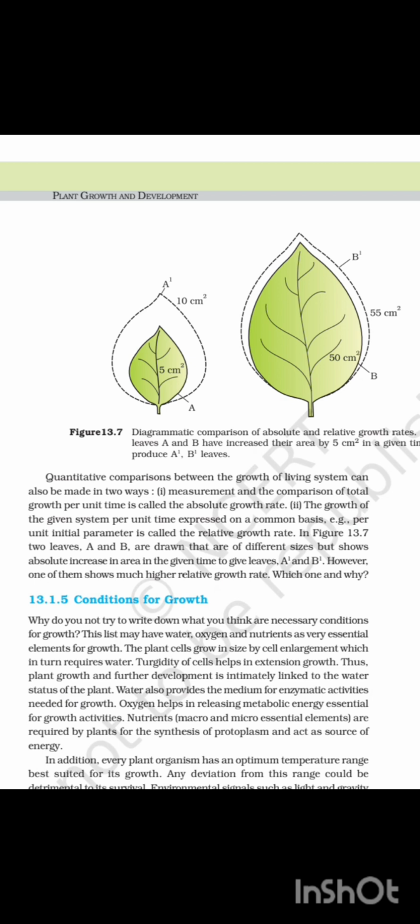Water also provides the medium for enzymatic activities needed for growth. Oxygen helps in releasing metabolic energy essential for growth activities. Nutrients, macro and micro essential elements, are required by plants for the synthesis of protoplasm and act as a source of energy. In addition, every plant organism has an optimum temperature range best suited for its growth. Any deviation from the range could be detrimental to its survival. Environmental signals such as light and gravity also affect certain phases or stages of growth.